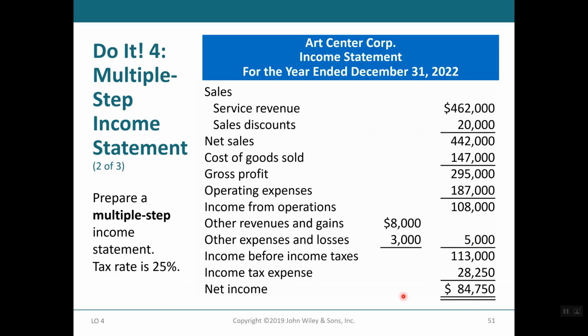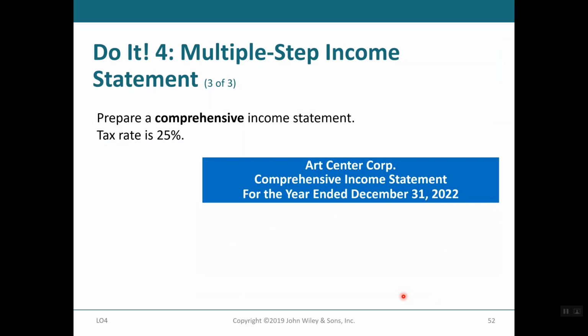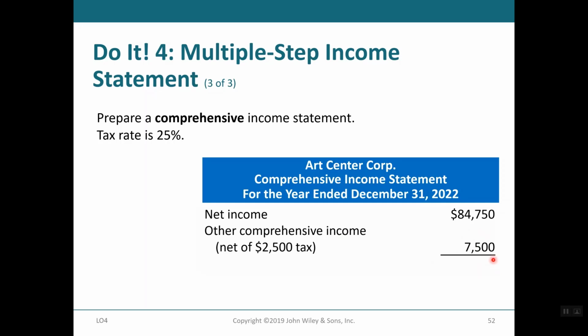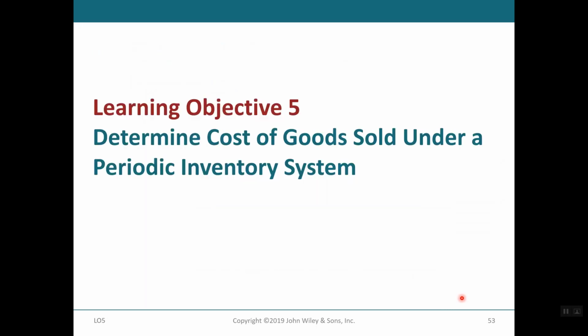Now to get the comprehensive income, we already have what the comprehensive income will look like. Prepare a comprehensive income statement. We already have our net income. Tax rate is 25%. Net income is 84,750. Other income net of 2,500 tax, that gives us 7,500. So our comprehensive income is 92,250.